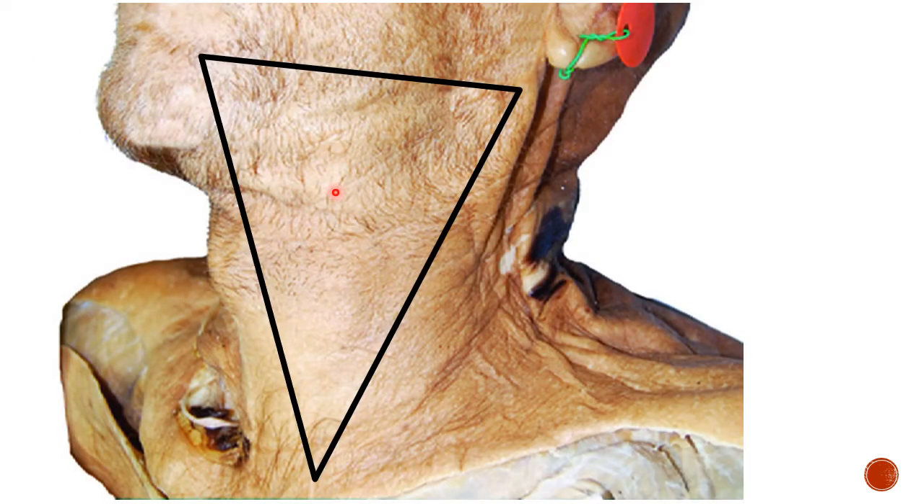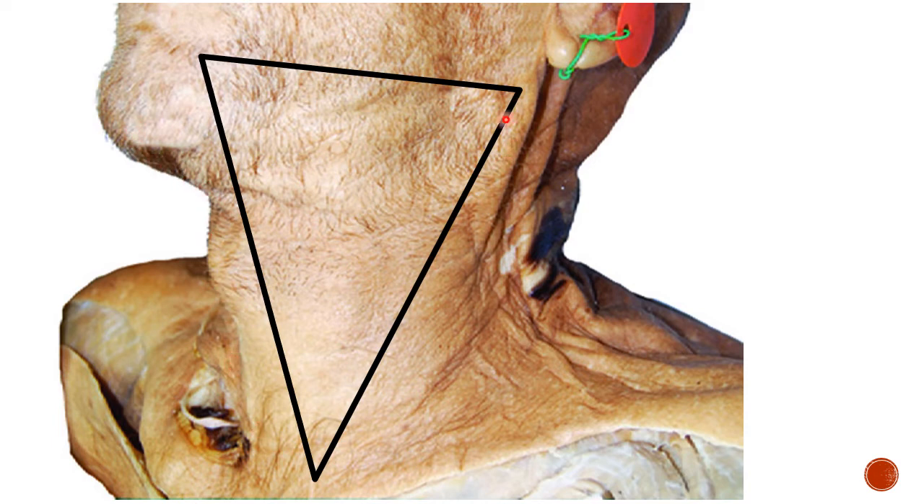Yes, let us see on the cadaver how the anterior triangles are present here. So here we are observing from the lateral view. We have just turned the cadaver's neck to the opposite side. So we can identify here the chin, and these are the midline structures of the neck.